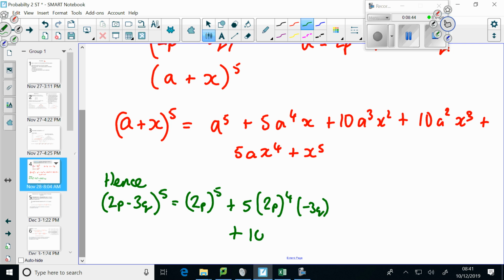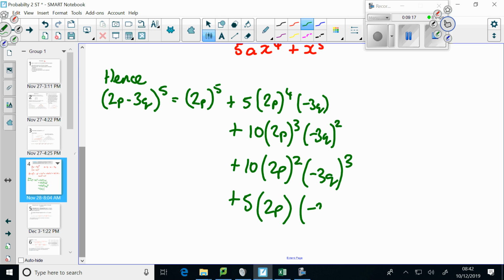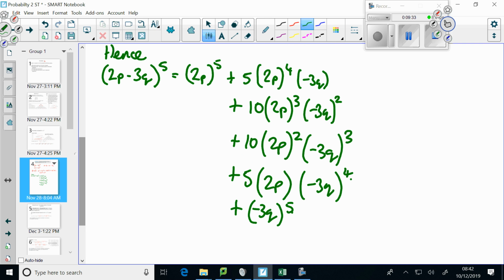Plus 10 (2p) to the 3 (minus 3q) to the 2, plus 10 (2p) to the 2 (minus 3q) to the 3, plus 5 (2p) (minus 3q) to the 4, plus (minus 3q) to the 5. In longhand, that's what that is. And then what we can do is bring together all the constants.